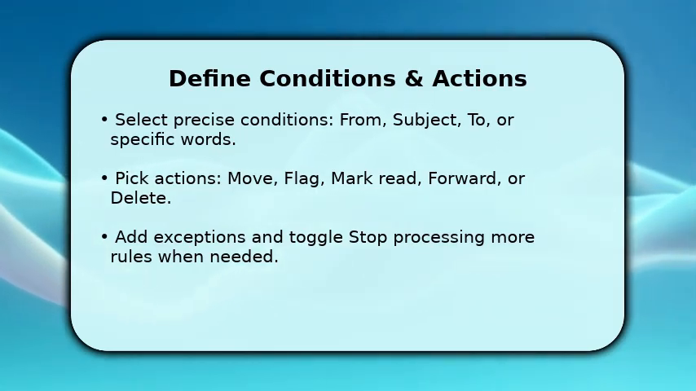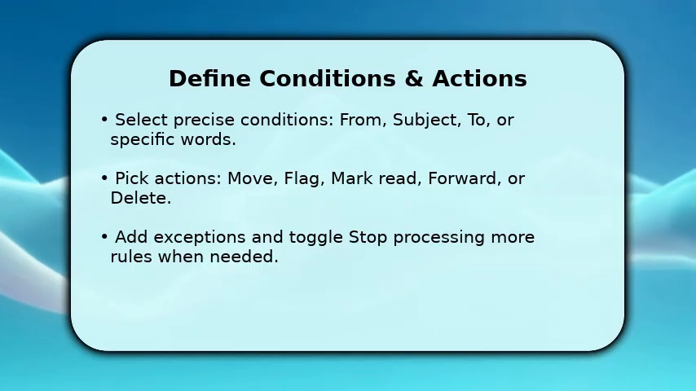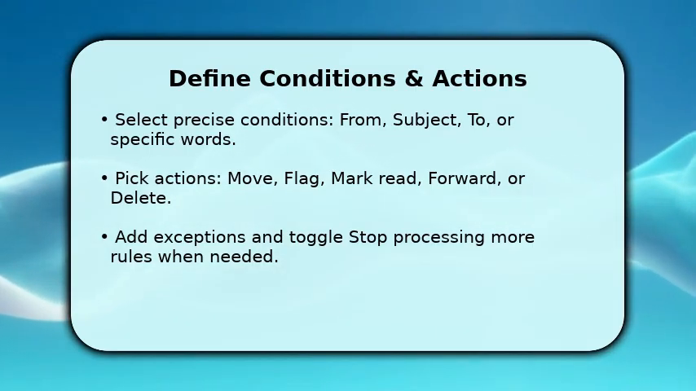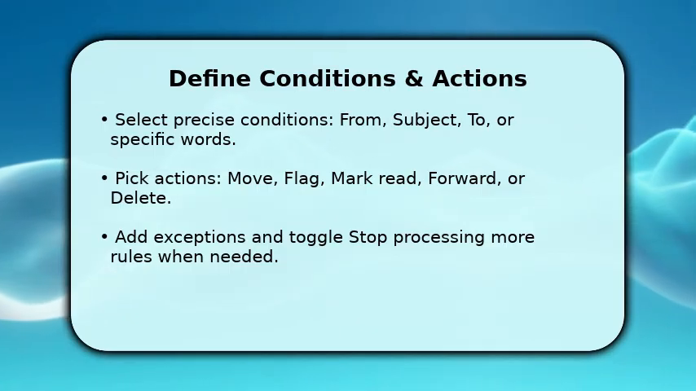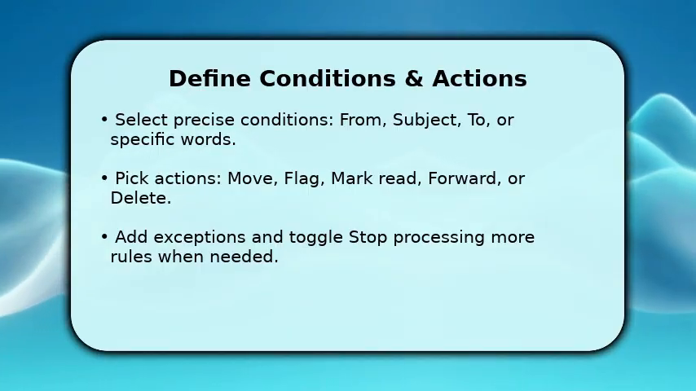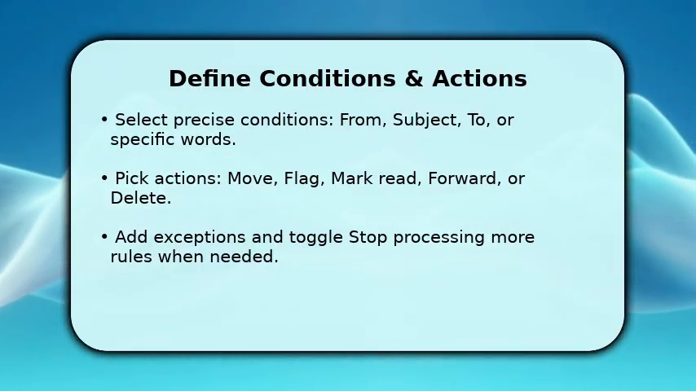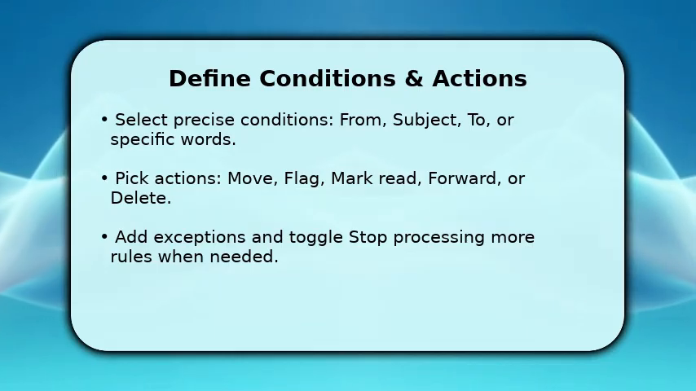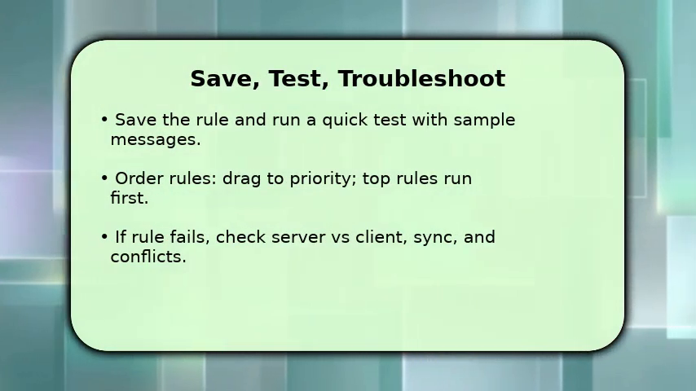Make sure to add exceptions so important messages aren't caught. For example, add exception if From contains your manager's address. Once set, toggle Stop processing more rules if this should override later rules, and preview the rule summary before saving. Save the rule and immediately test by sending or moving sample messages to confirm behavior.